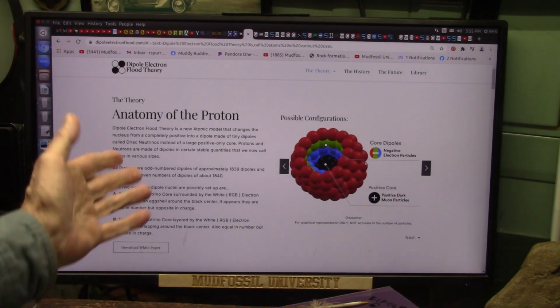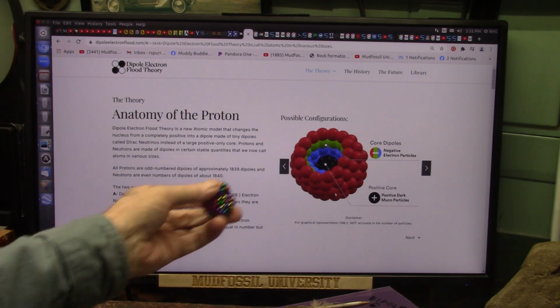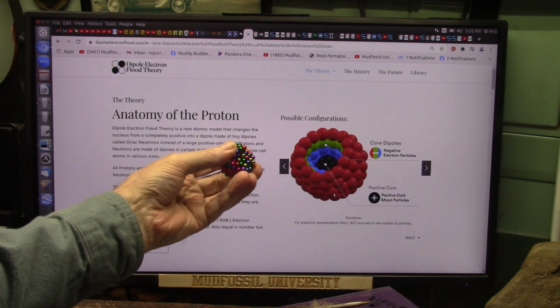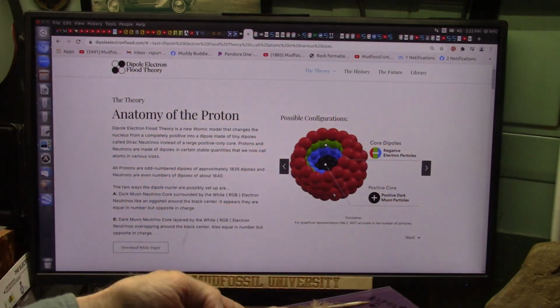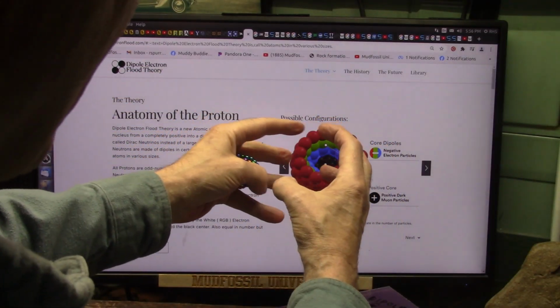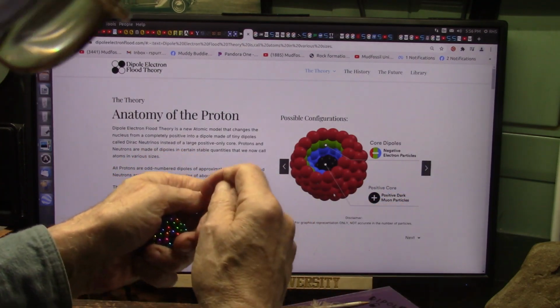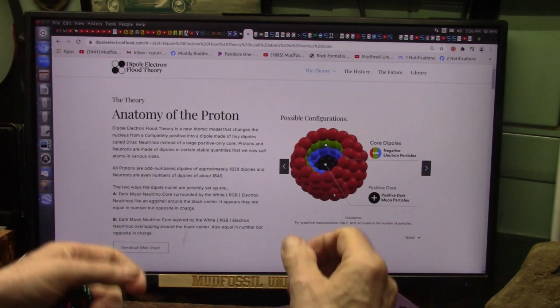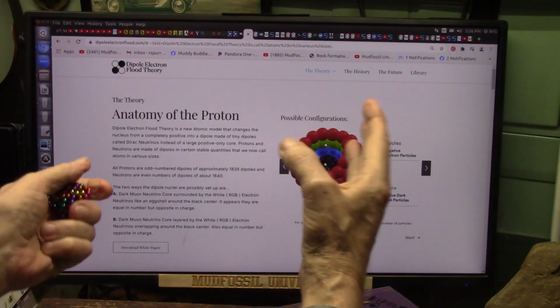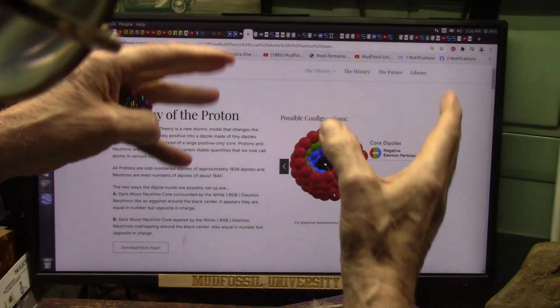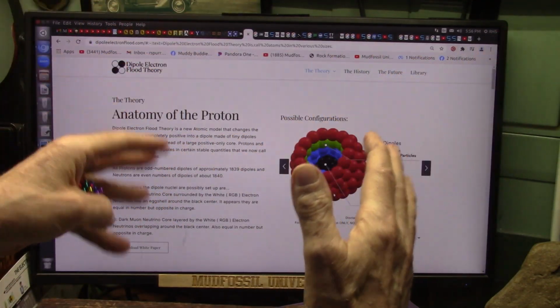It's a dipole electron flood theory. Everything is made of these little particles. And the black gets pushed all the way to the center, and the white particles surround it. The blue is real tight, and to pull that away is really hard. That's why blue is a very, very energetic particle. Green is a little less energetic, and red is low on the energy.